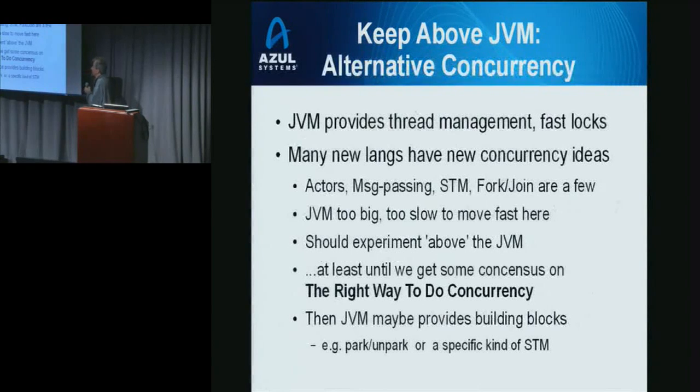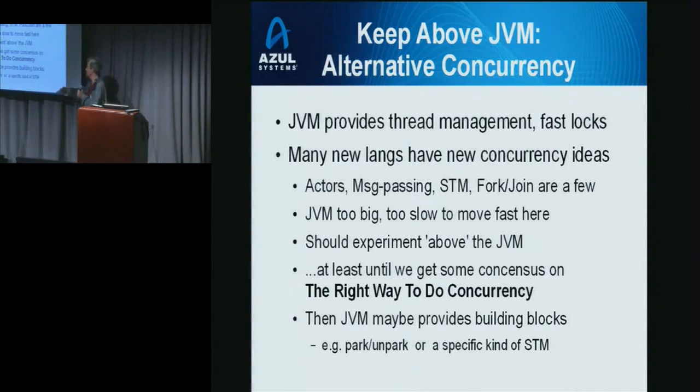Okay, alternative concurrency models. People are looking for other ways to write large concurrent programs other than using locks. The JVM provides you thread management and locks, but some of these new concurrency ideas like actors and message passing, this is Scala and Erlang, or software transactional memory out of Clojure, or fork join, Doug Lea's fork join model. These are things for which the JVM itself is just sort of too big and too slow to move fast here. I think these experiments should be above the JVM, and they are now, and they should stay there until we get some consensus on the right way to do concurrency.